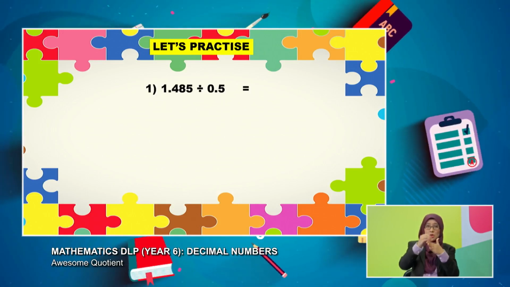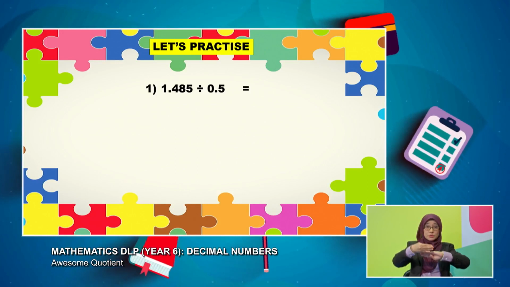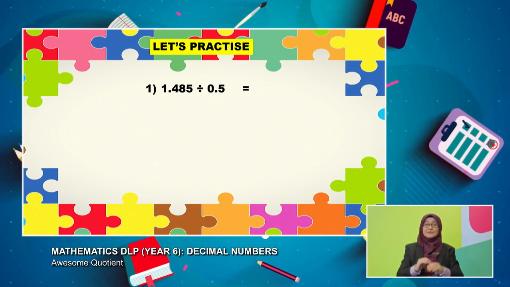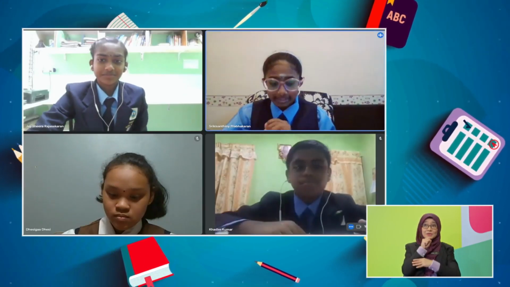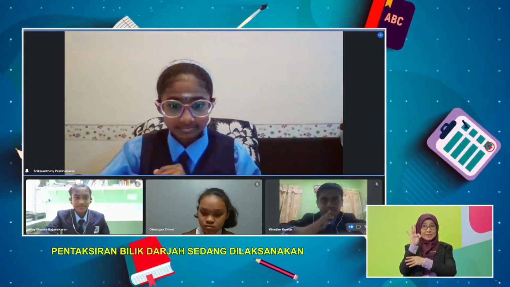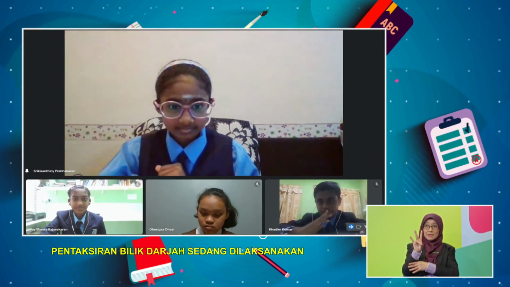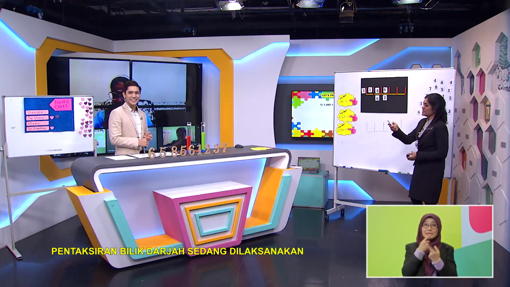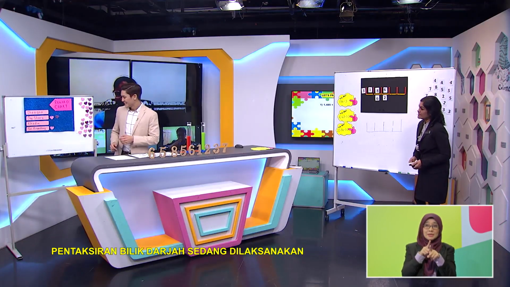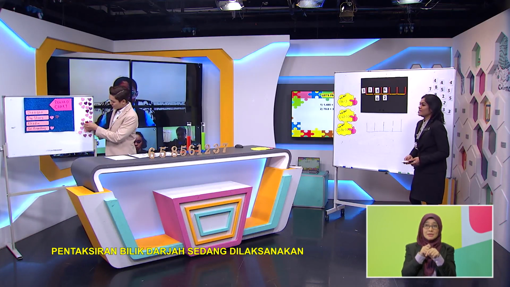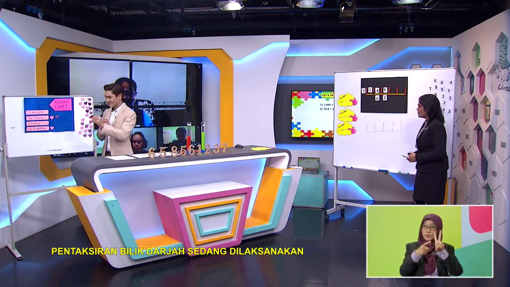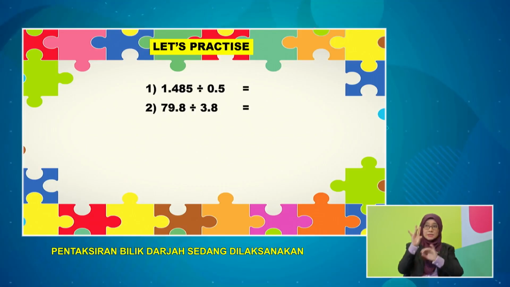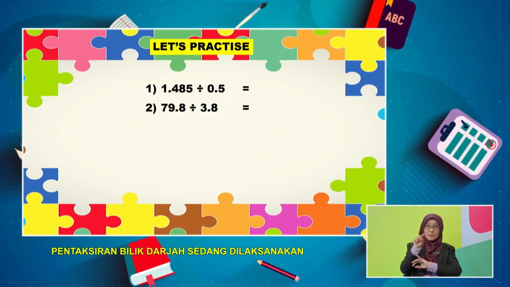So it's 1.485 divided by 0.5. Can I try? Yes, please. Go ahead. 2.97. Is that correct? From Sri. Sri deserves a heart as well. Sri, number 2, giving you 79.8 divided by 3.8. Sri gets a shining heart there.